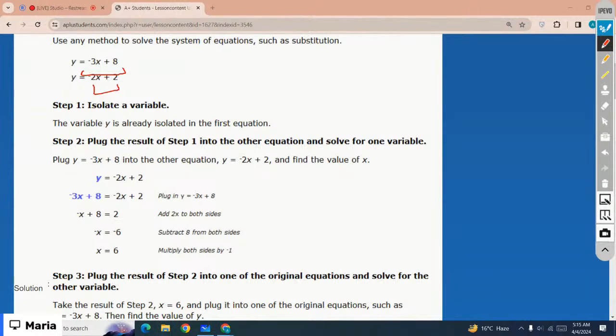So just equate them and solve for x. That is negative 3x plus 8 equals negative 2x plus 2. So move negative 2x this side, so that would be negative x plus 8 equals 2. Now move 8 to the other side, negative 8, negative x equals negative 6. So x equals 6. Now you can plug the result of step 2 into the original equations to solve for the other variable, right? You can solve this equation now for the variable y, because you have the value of variable x, that is 6, right?